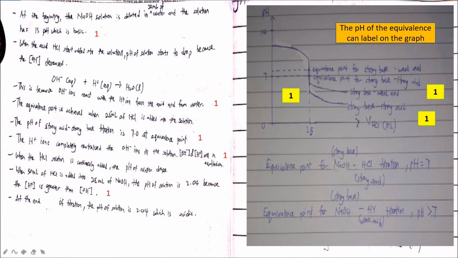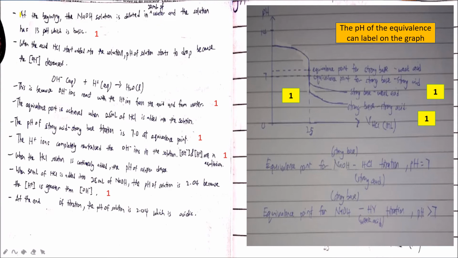So the calculation part is divided into 3, and each part got 1 mark that you can score. And now we go to the next part of the question, that is the explanation part. You need to describe the titration process. To describe the titration process in detail, you need to put all the information given into your sentences.